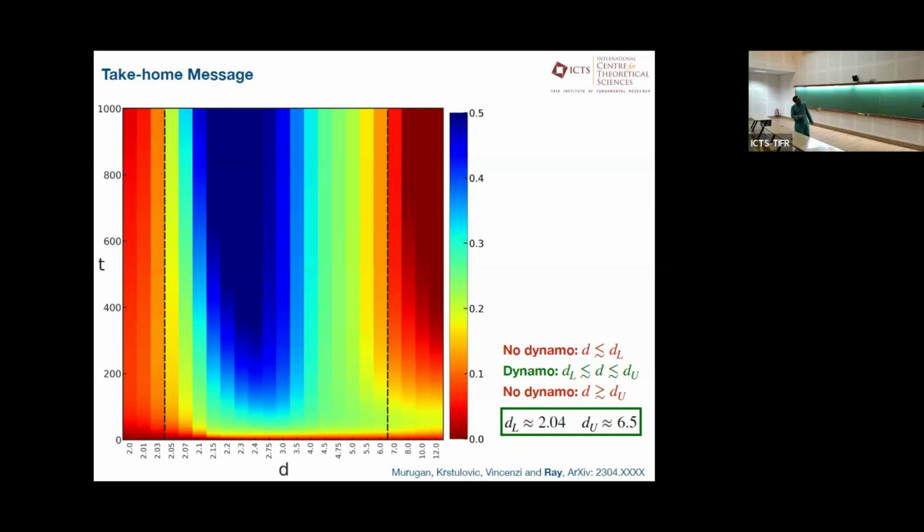So between these two dashed lines, you see that magnetic energy at large enough times saturates to a value which is roughly of the order of the fluid kinetic energy. On either side of these dashed lines, even if you have an initial growth, eventually the magnetic energy dies, which shows that there is no dynamo for dimensions on either side of these dashed lines. What we estimate really is that the lower dimension is 2.04, not 2, so you can have a no dynamo just a little beyond 2, and the upper dimension is 6.5.